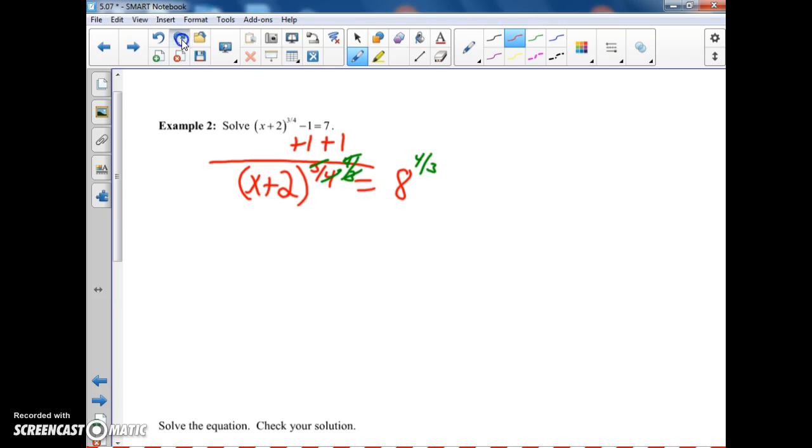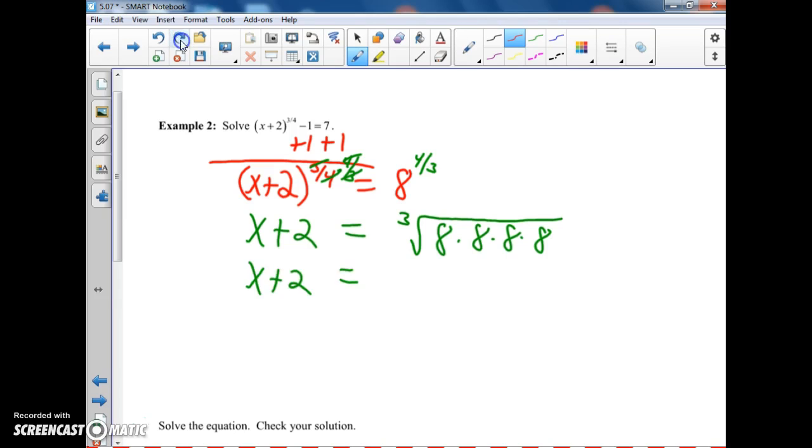x plus 2. That's what you want. I want x plus 2. Now what's 8 to the 4/3 power? Well, that's the cube root of 8 to the 4th, right? Now how much is 8? 3 2's, right? So 3 2's. There we go. All the 2's we got.